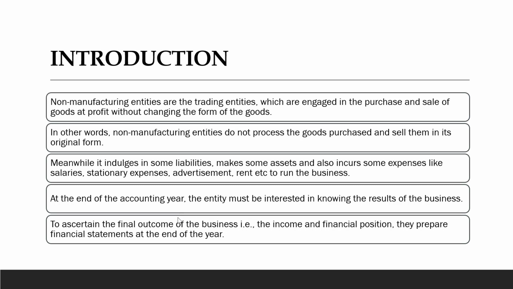So like all these business entities, whether it's a sole proprietor or any other form, they basically make financial statements. Now, these kinds of organizations are non-manufacturing, so they're going to buy goods, not process them, and sell them. They buy in bulk and sell in retail and make a profit on that transaction. But they also have to indulge in some liabilities or buy some assets, and they may incur expenses like advertisements in the newspapers, or paying rent for the shop in which they are running the business. They are doing transactions, so they must get recorded.